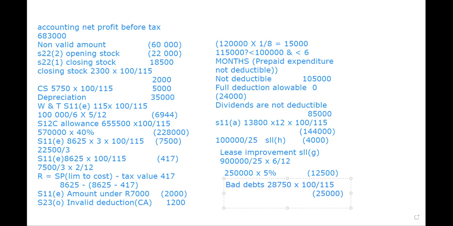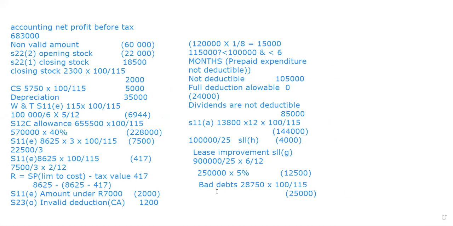And they gave you the markup on cost. So what you have to do here is use the markup to get your cost amount, because the market value is equal to the selling price of 6,000 Rand. So let us go and do that. You're going to recoup at cost because it's a Section 18A donation. If it wasn't, it would be recouped at market value.